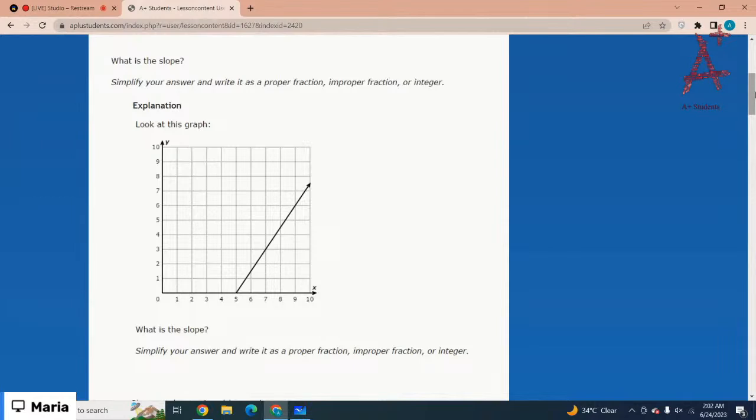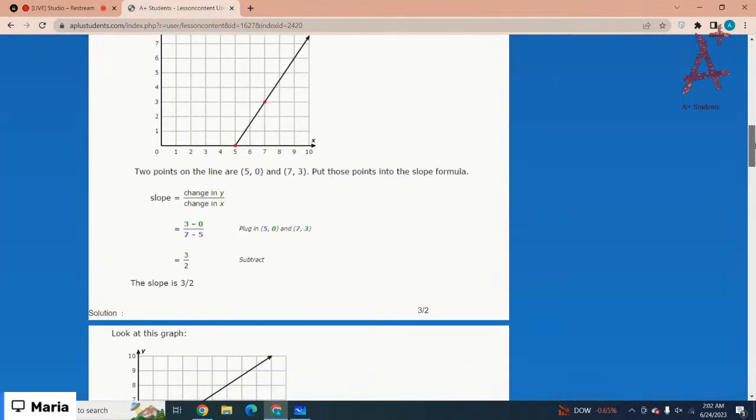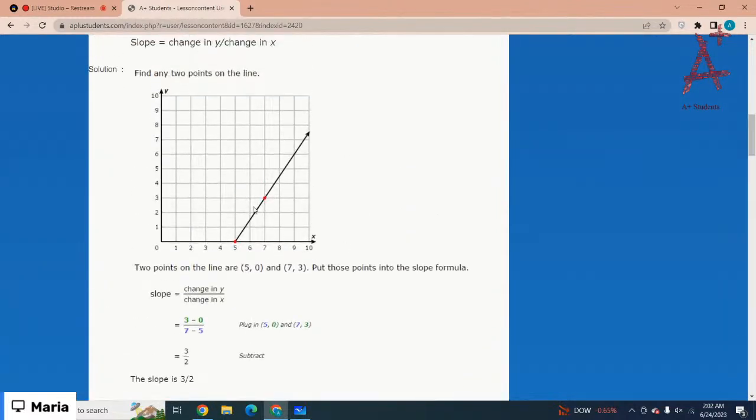Basically, you need to see the rate of change of the values y and x. Got it? Y divided by x. So you have to select any 2 points on the graph, any random points, like this one and this one. You have to look for the coordinates. The coordinate of this one is x is 5 and y is 0, and the coordinate for this point is x is 7 and y is 3.